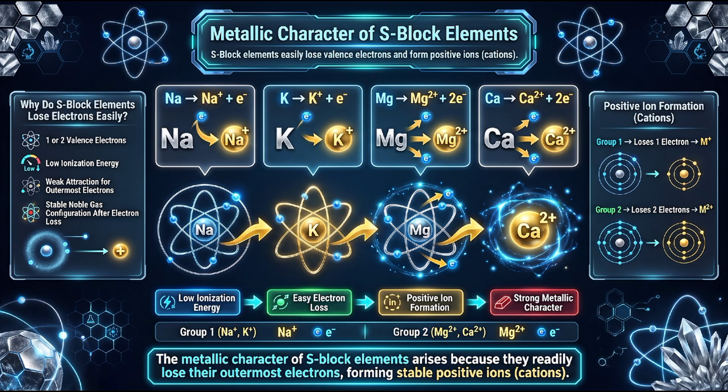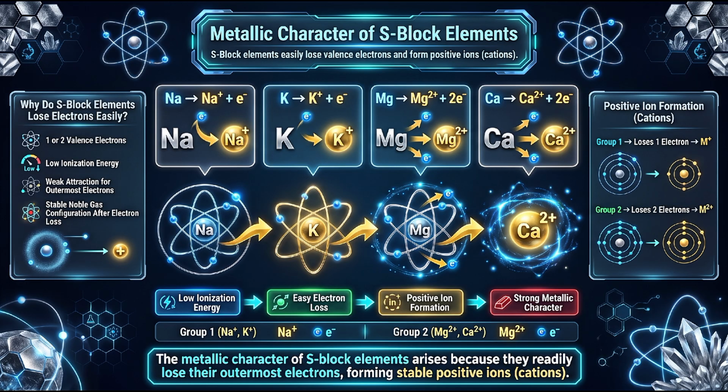Calcium has the electronic configuration 2,8,8,2, which again means it has 2 valence electrons. Its ion formation is Ca → Ca²⁺. Like magnesium, calcium loses its 2 outermost electrons and becomes a Ca²⁺ ion. After losing these electrons, calcium attains the stable electronic configuration of the noble gas argon.